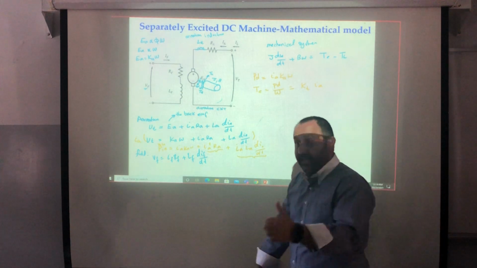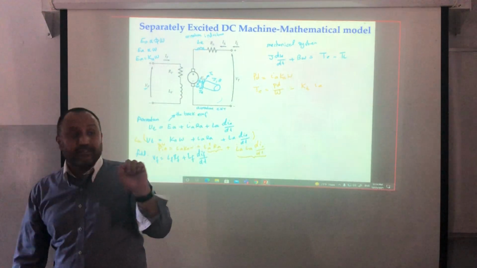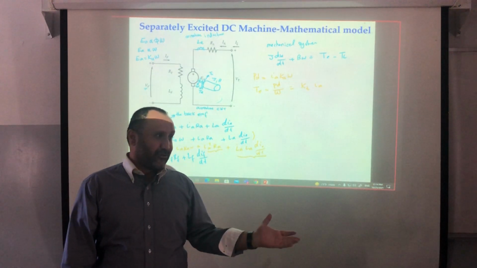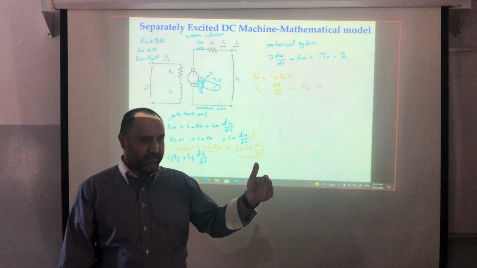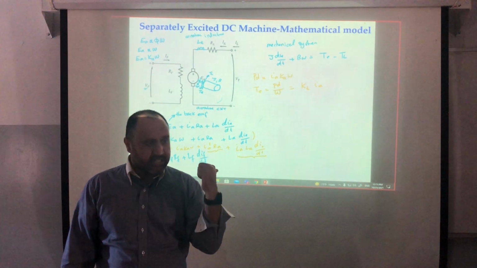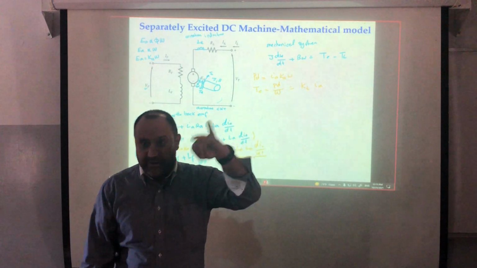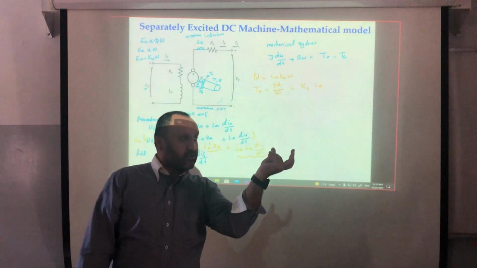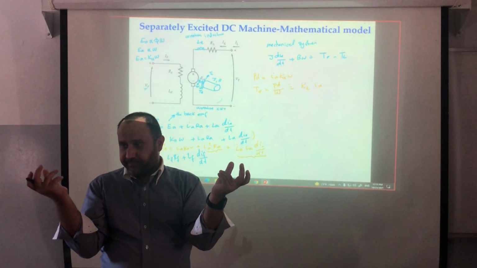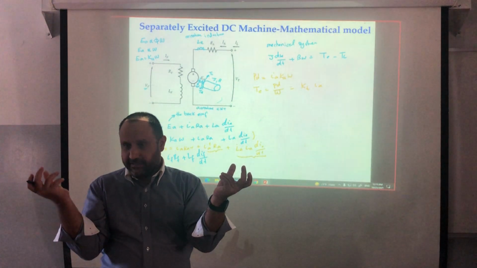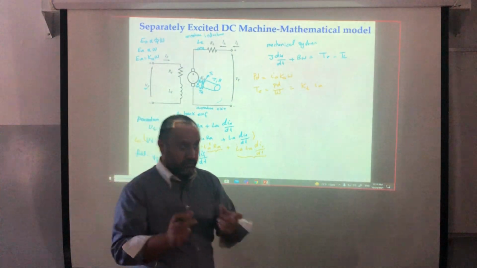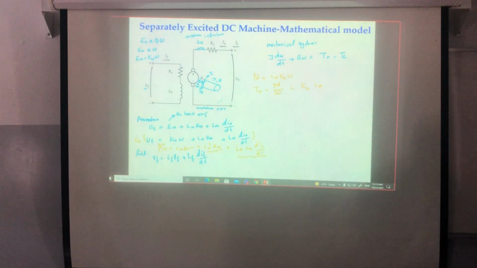Yes? If KA was described in revolution per minute per volt, I cannot say revolution per minute per rad. Simply, KA must be represented in volt second per rad. In this case, this constant is equal to KT, which is Newton meter per ampere. Correct? Yeah? Good? So it will be the same.